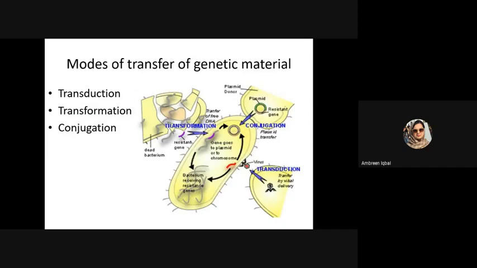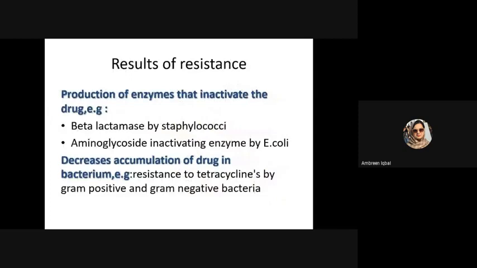So through this, the bacteria become more resistant. As a result of this resistance, they produce enzymes that inactivate the drug. Now the bacteria is so resistant that it produces enzymes to inactivate the drug we are going to take. Like beta-lactamases are produced by Staphylococcus. Aminoglycoside-inactivating enzymes are produced by Escherichia coli. Sometimes there is a decreased accumulation of the drug in the bacteria. The drug goes inside the bacteria, but it does not allow the drug to accumulate and destroy it. Resistance to tetracyclines by gram-positive and gram-negative bacteria is also very common.